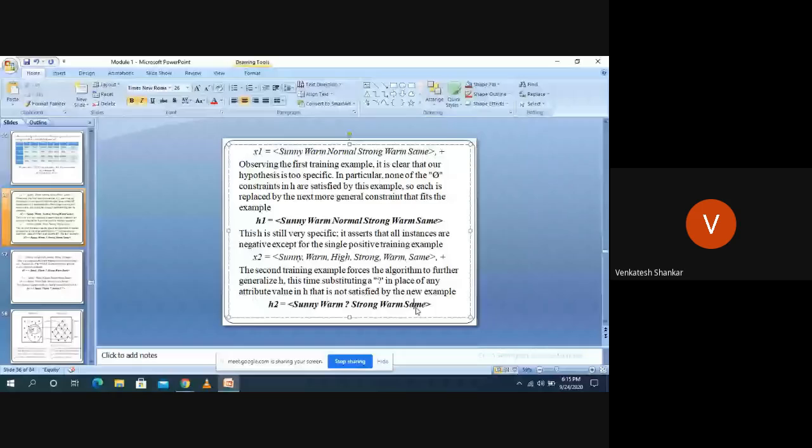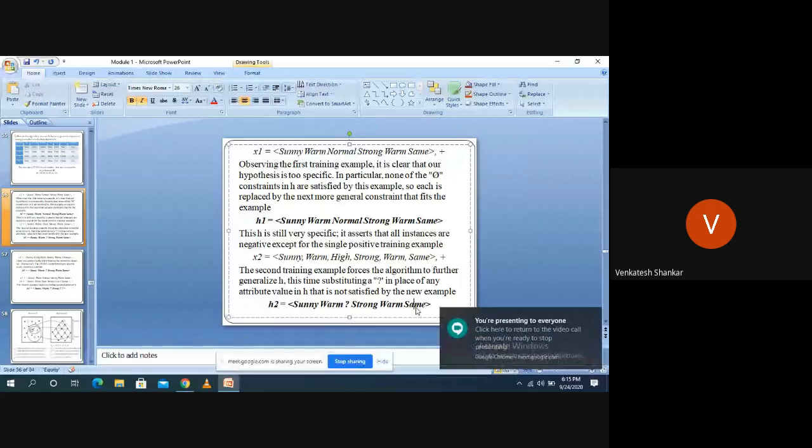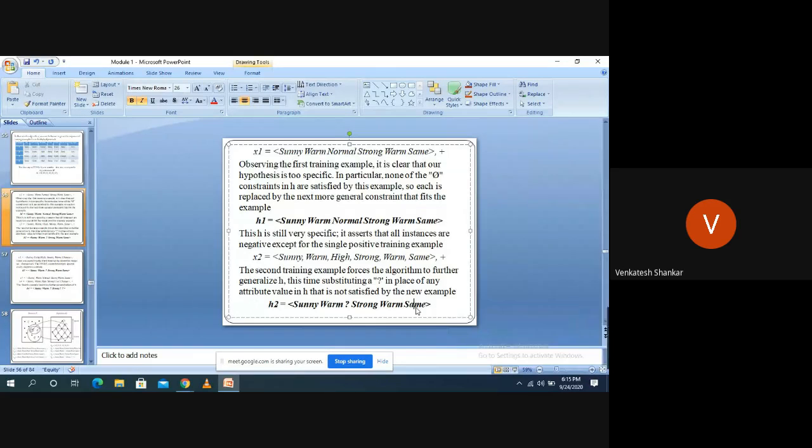The next value is warm. Here also warm is there, so I'll write warm here. Whenever you are writing the hypothesis, first we have to compare the two instances, x1 and x2. In both the instances, if the value is the same, then we have to write the same in the hypothesis too.